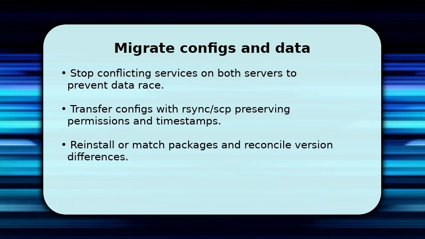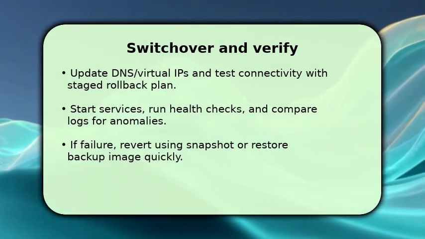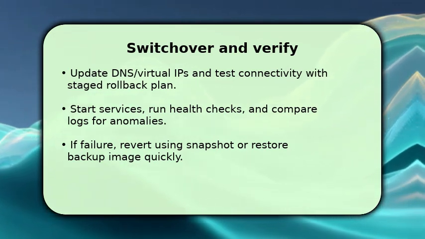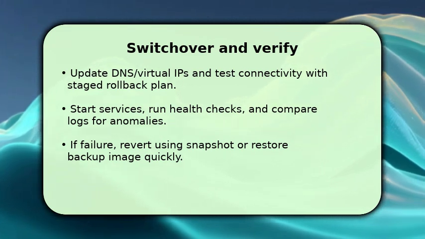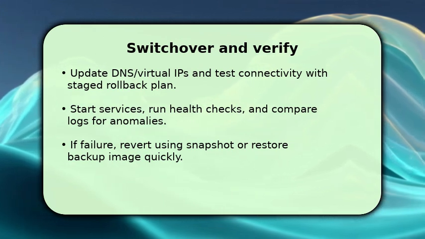You perform the switchover by first updating DNS or floating IPs and confirming connectivity to the original server from a test client. Once traffic is directed, start services sequentially, then run health checks and smoke tests. Compare logs and metrics to expected baselines to catch regressions.